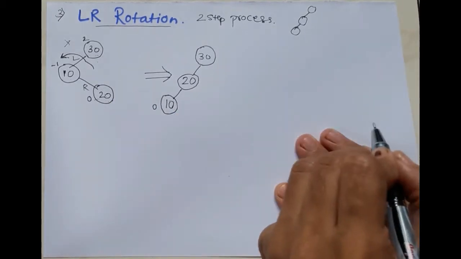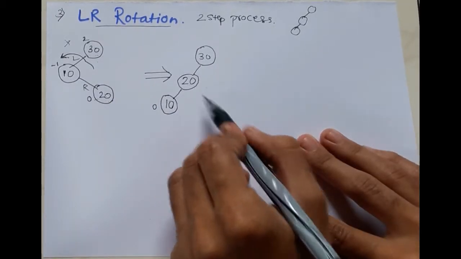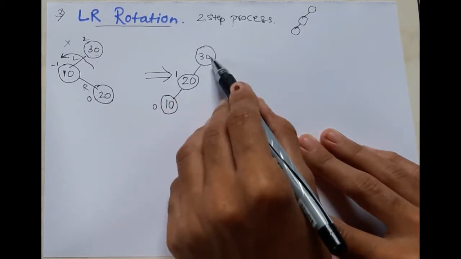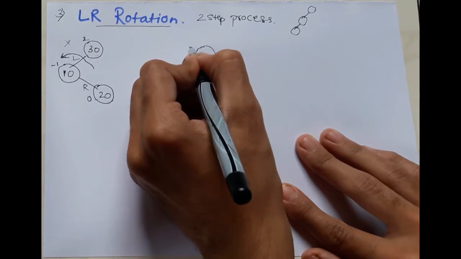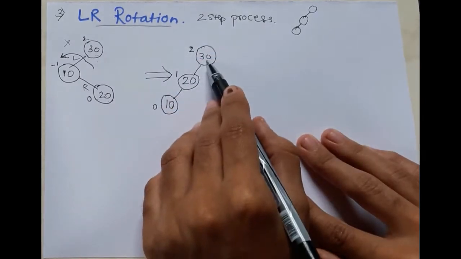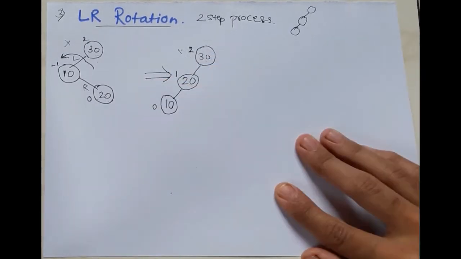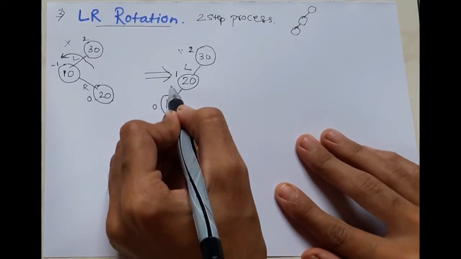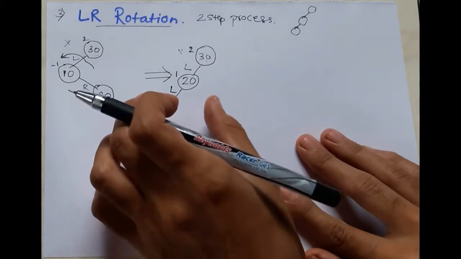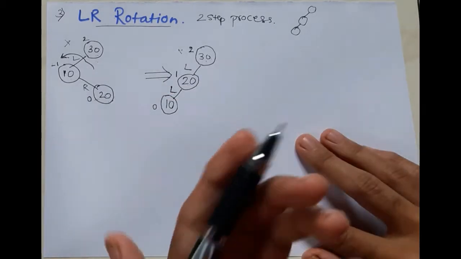So balance factors are 0. 20 is 1 minus 0, that is 1, and 30 is 2 minus 0, that is 2. So again the balance factor of node 30 is 2, which is not acceptable. And what is this? This is LL type of imbalance. So now we'll perform LL rotation. We have already seen that.